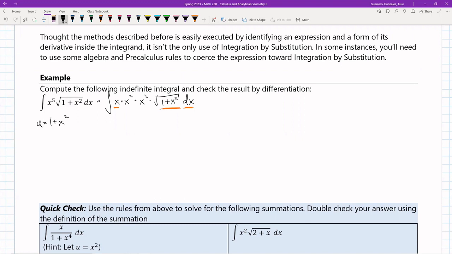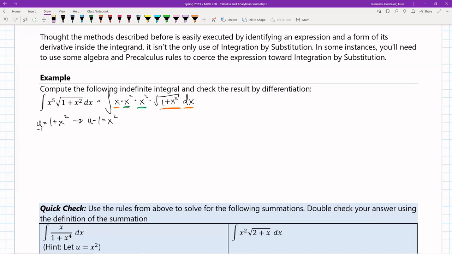I get to play around with this expression to get other expressions that will help me in my substitution. In particular, I can subtract 1 on this side, and I get this expression: u minus 1 is equal to x squared. And now hopefully you see that that's going to go in there and in there. I'm going to keep going with the u substitution procedure from this point right here.